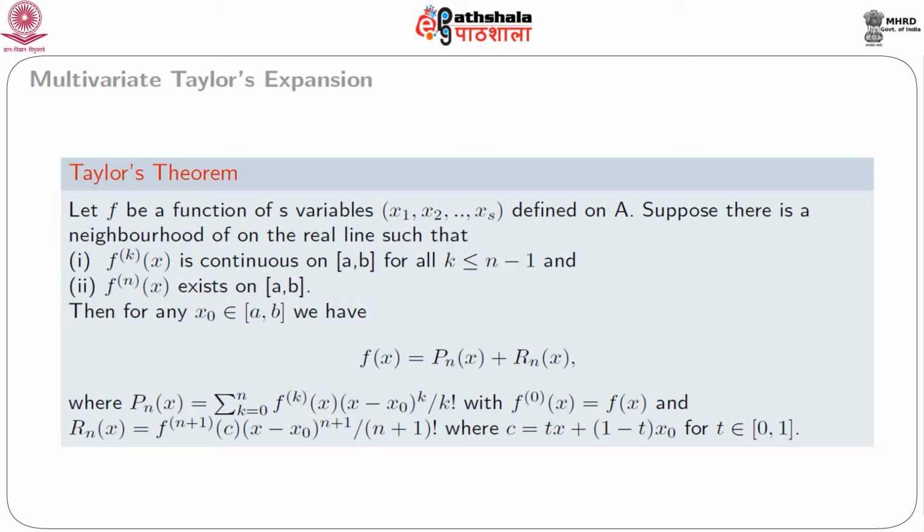That is, if we have s variables x1, x2, up to xs, then the nabla operator gives us a vector with the gradient of the function. That is, by nabla of f, we get a vector with elements partial derivative of f with respect to x1 up to partial derivative of f with respect to xs. So, with this notation, we can express multivariate Taylor expansion.